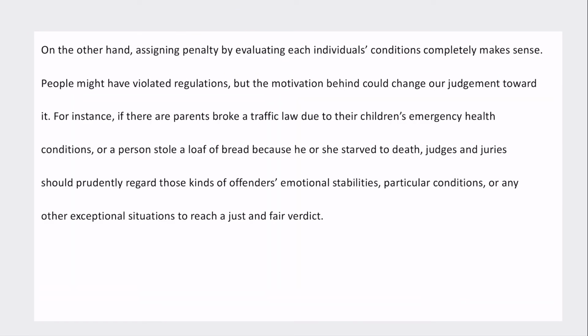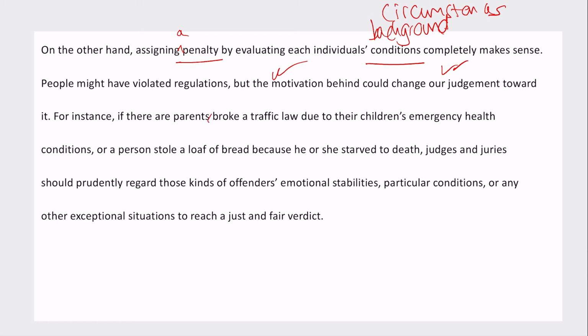Okay. On the other hand, assigning a penalty by evaluating each individual's conditions completely makes sense. I would sort of say background. Yeah. Or circumstances could be another one. People might have violated regulations, but the motivation behind could change your judgment toward it. Yeah, motivation, change judgment. For instance, if there are parents who broke a traffic law due to their children's health emergency, or a person stole a loaf of bread because he or she was starving.